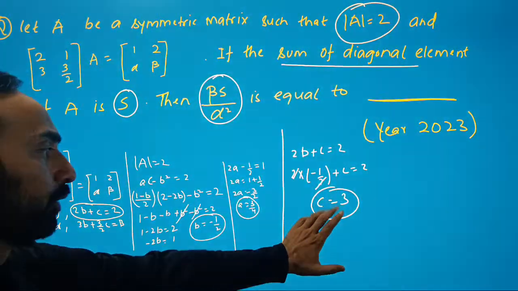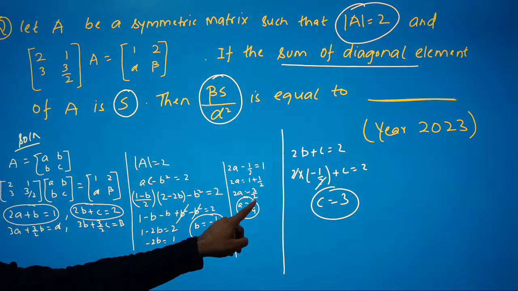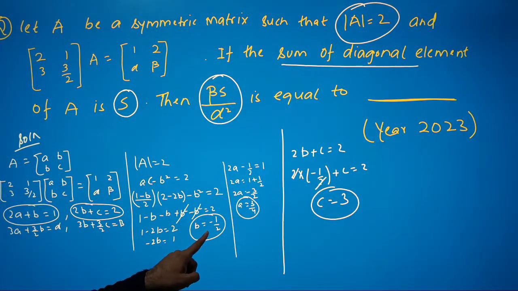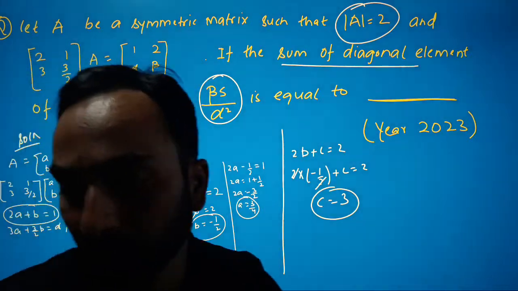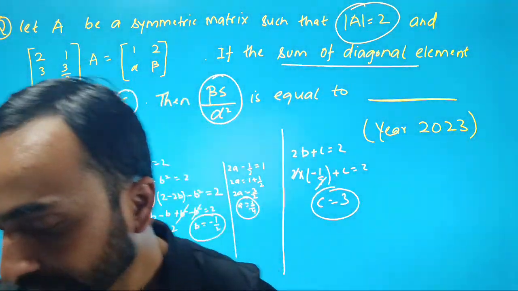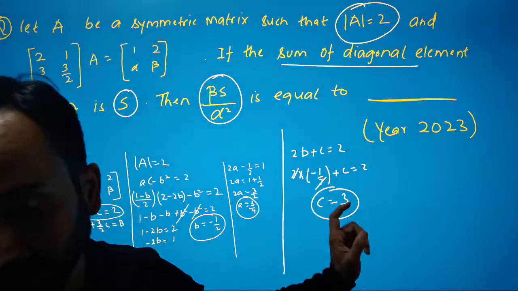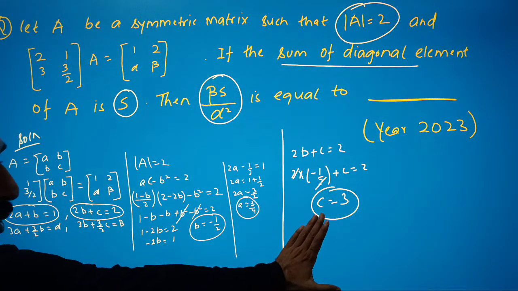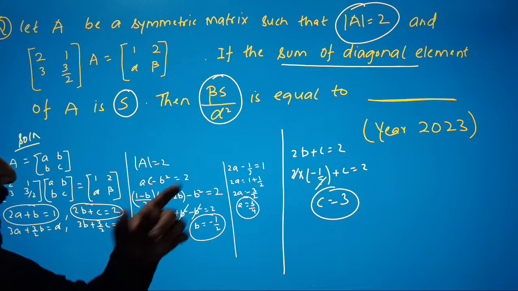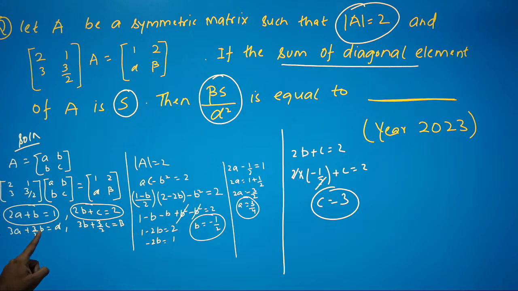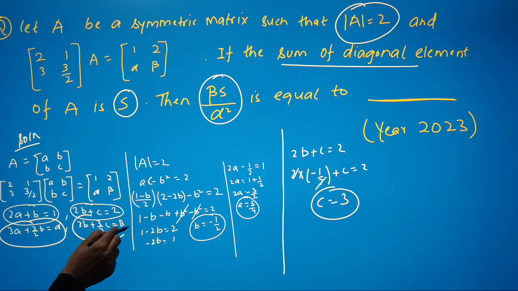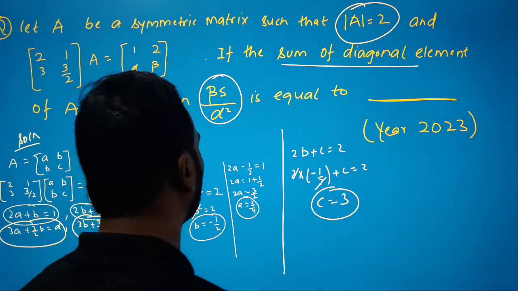Now I have three values. A is equal to 3 upon 4, B is equal to minus half, and C is equal to 3. These are the three values I got. Now I have to find the value of alpha and beta. From these two equations, I have to find the value of alpha and beta, right? So let's see what the value of alpha and beta is.